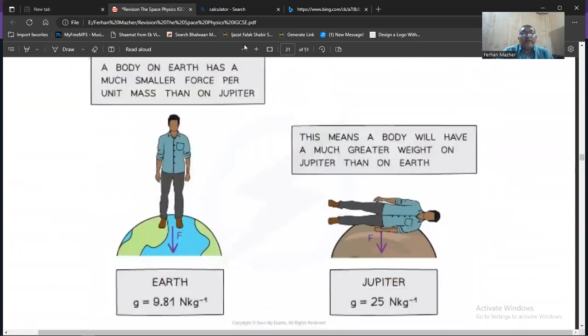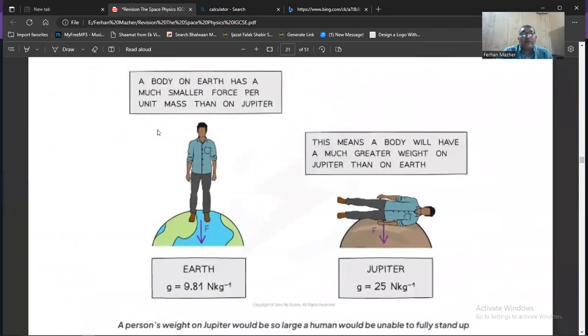So here we have a diagram. A person's weight on Jupiter would be so large that a human would be unable to fully stand up. So a body on Earth has a much smaller force per unit mass than on Jupiter. Here on Earth, the g value is 9.81 newton per kg. This means a body will have a much greater weight on Jupiter than on the Earth. On Jupiter, the g value is 25 newton per kg.